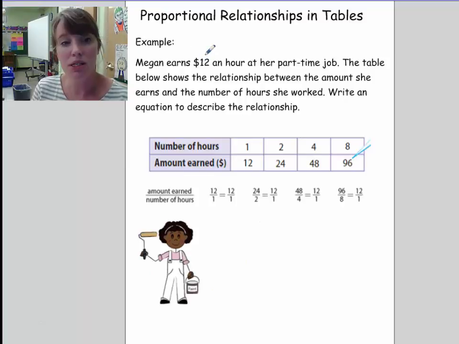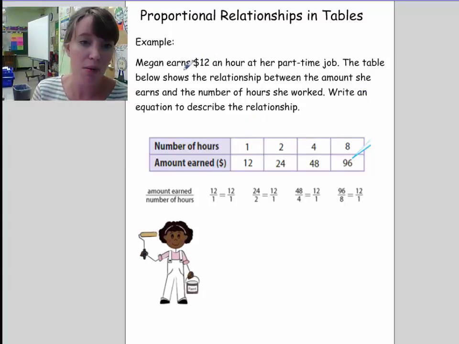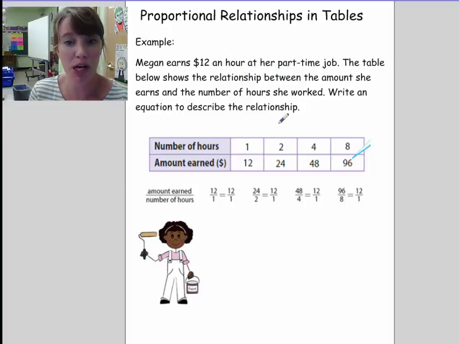This is how you represent proportional relationships in tables. For instance, Megan earns $12 an hour at her part-time job. The table below shows the relationship between the amount she earns and the number of hours she works. This is the money that she earns: 12, 24, 48, and 96, and the relationship with the amount of hours that she works. For 1 hour, she gets $12, for 2, 24, 4, 48, and 8, $96. Write an equation to describe the relationship.